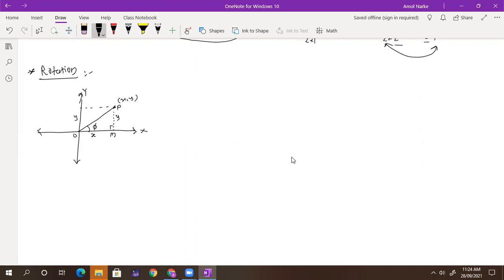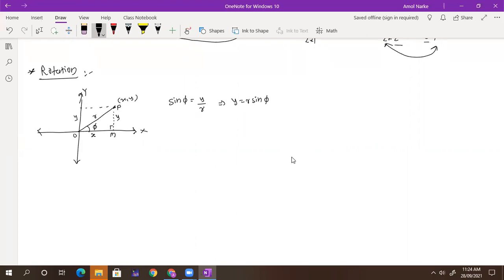Now tell me, if I try to find my sine phi, what is its value? Sine phi is Y upon under root of x square plus y square. That is nothing but R. I just call this R, which is my radius, called the radius vector. So Y is equal to R sine phi.